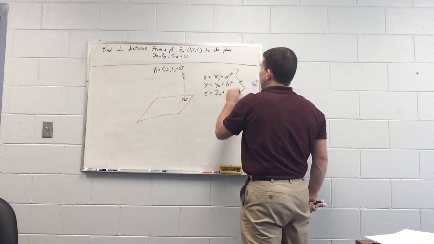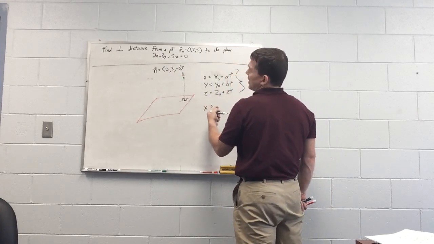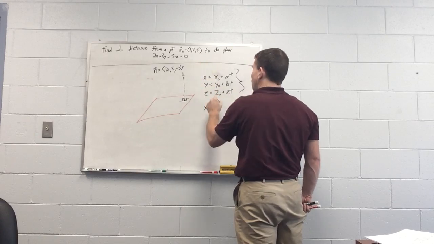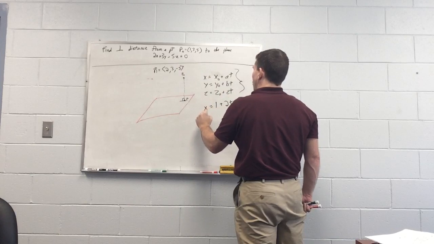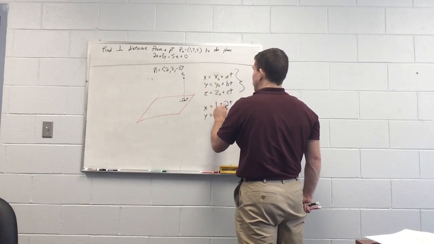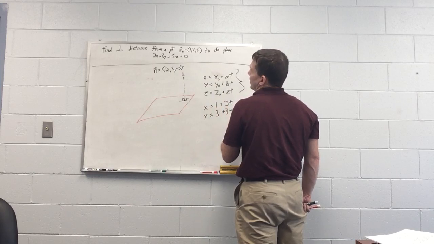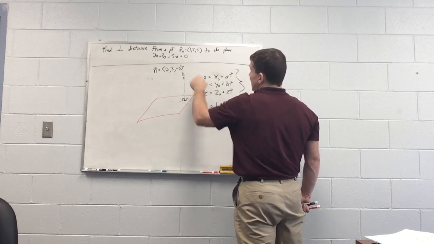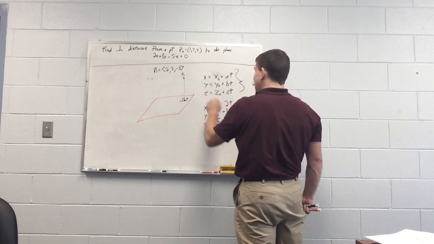So now I can plug in here, and I get that x is equal to x sub 0, which is 1 plus 2t. y is equal to 3 plus 3t. And z is equal to 5 minus 5t.